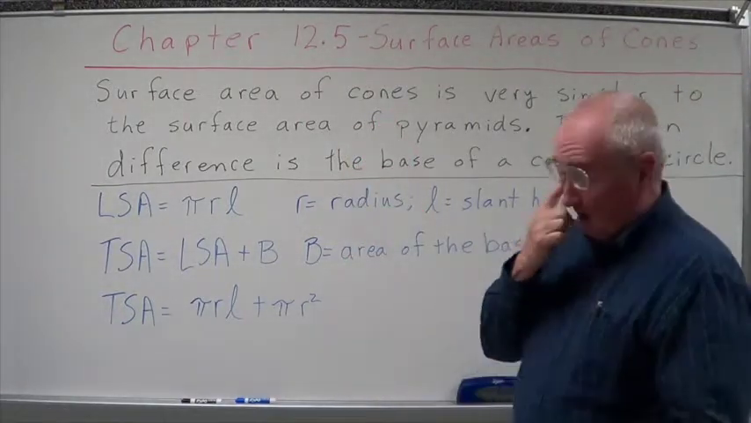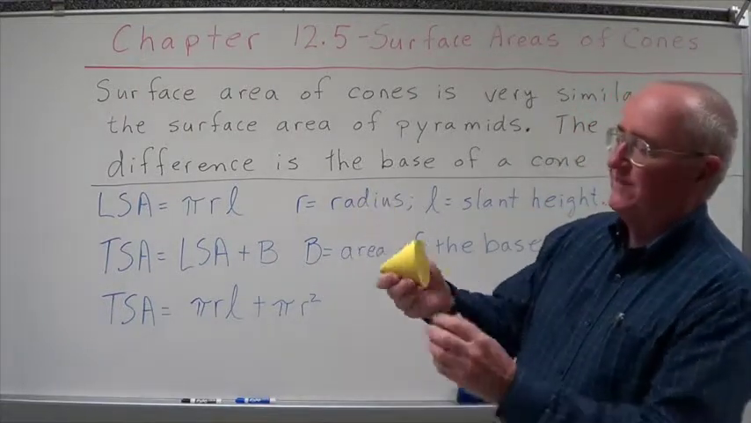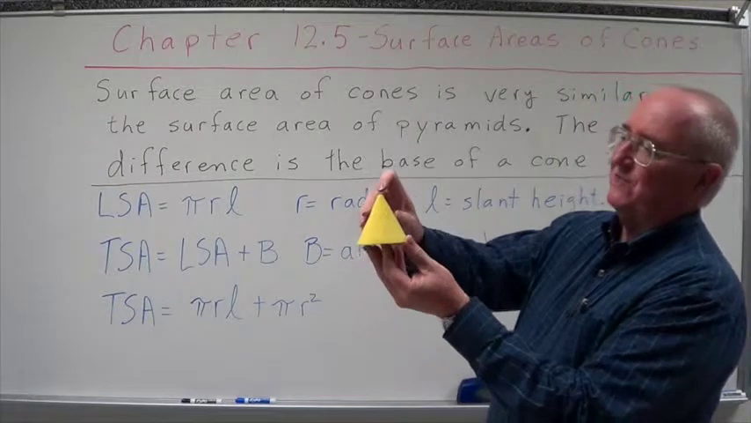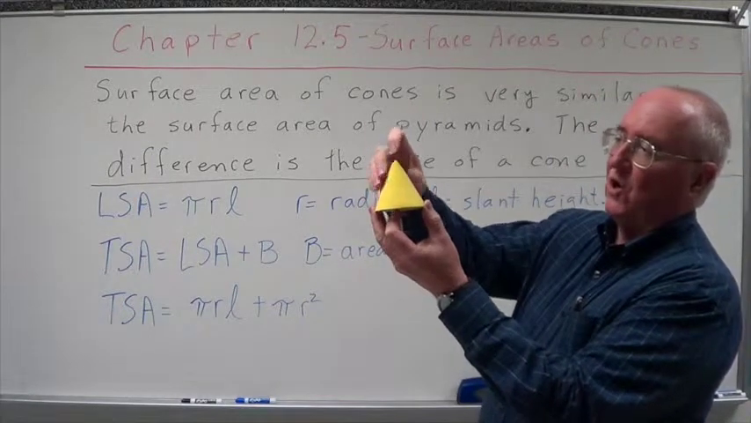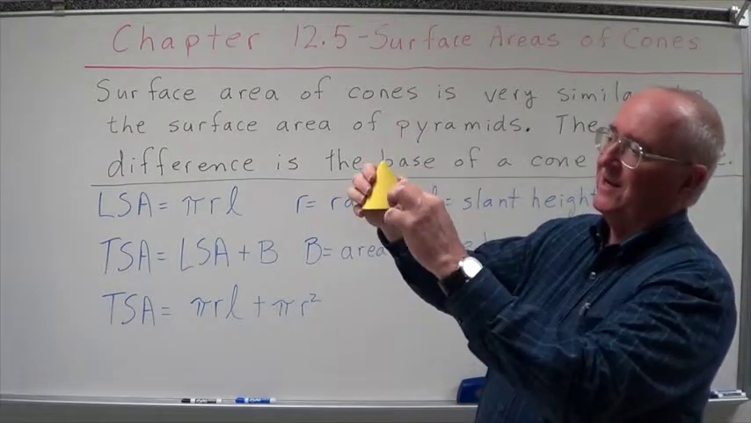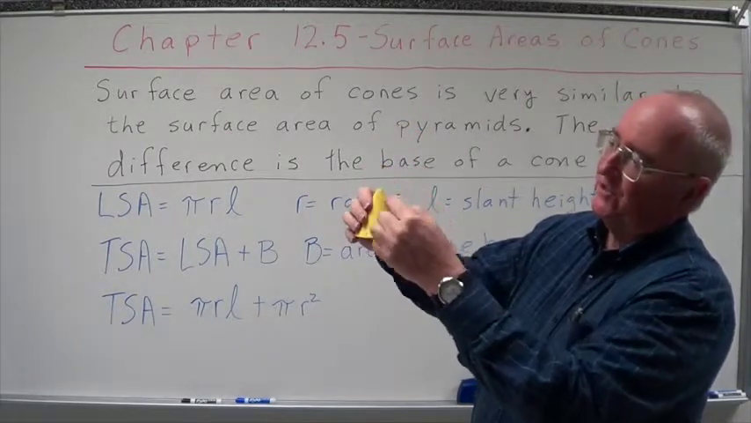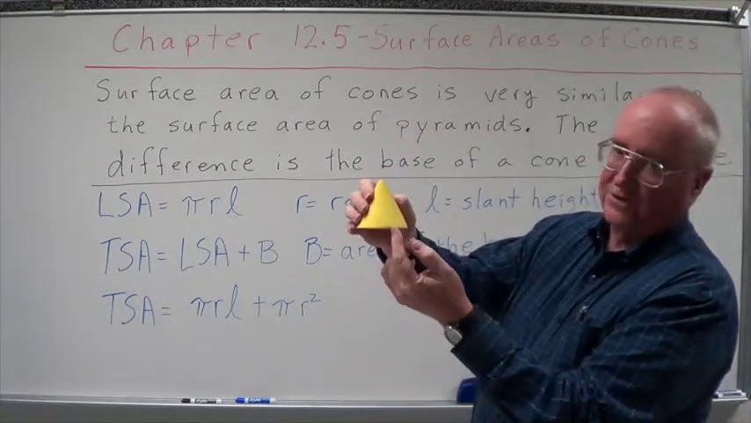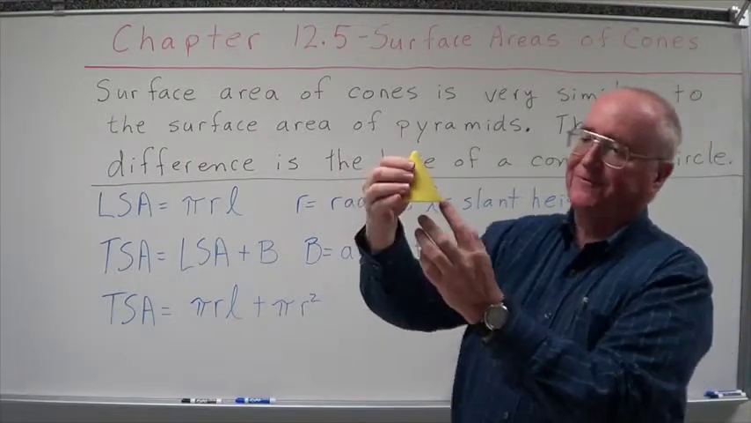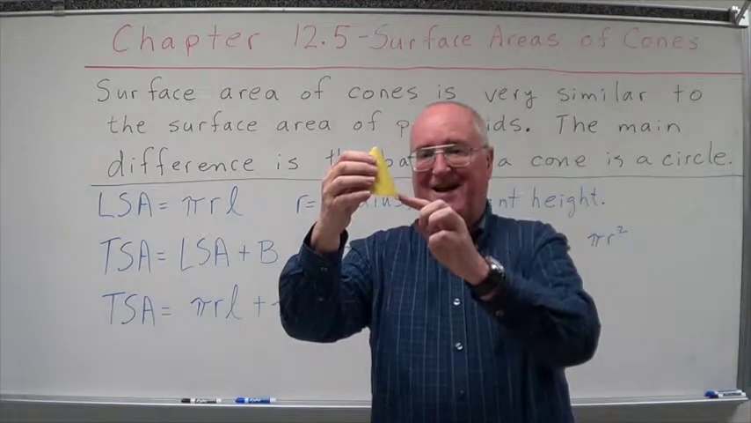Now, slant height of the cone is basically similar. Okay? It's the distance from the vertex, or the tip of the cone, the small end of the cone, perpendicular to the circle. Okay? So we draw a line that's perpendicular. Again, if you'll notice, that is a slant height.